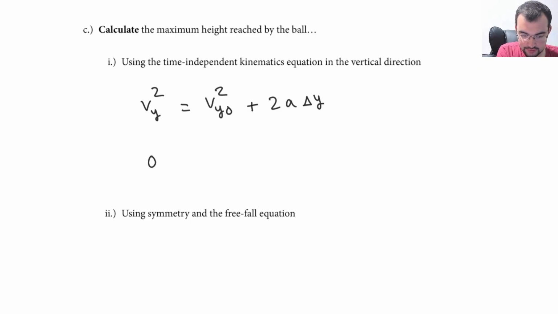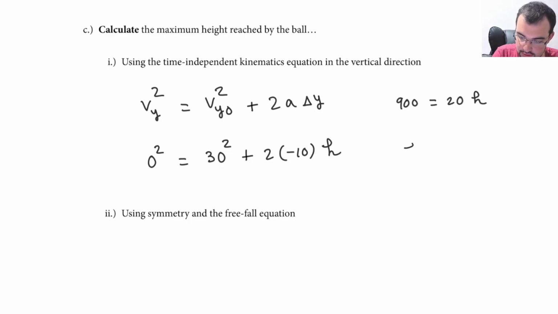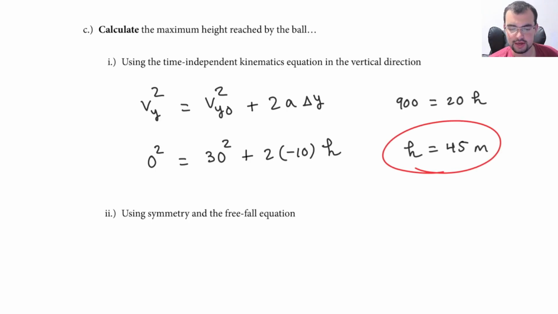So at the top, the velocity is 0. Our initial velocity is 30. Our acceleration is 10 meters per second down. If we consider that upward velocity to be positive, our acceleration has to be negative because they're going to fight each other. Times delta y would just be this h. So we would get 900 equals 20 times h. So h would be 45 meters. Again, we're going to get into the habit of just not doing things with numbers until the end, but kinematics is sort of my exception, where I think it's reasonable just to plug in pretty early in these.